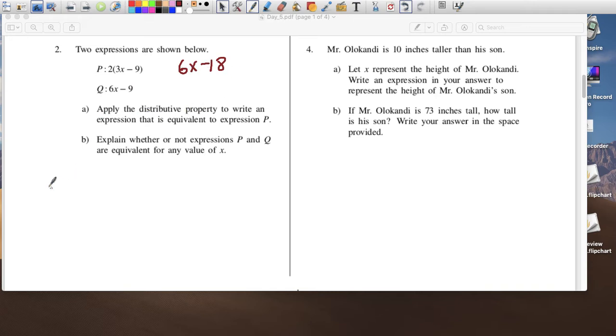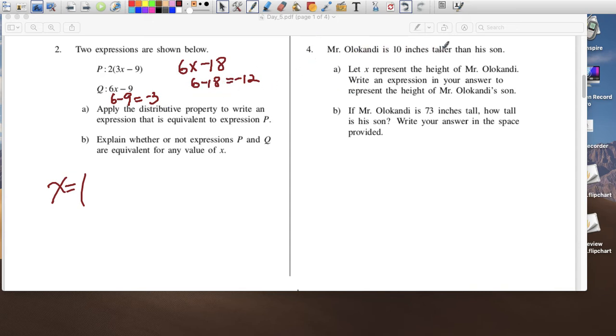So they're basically saying if you set x equals 1, well, this would be 6 times x, which is 6, minus 9, and that gives you negative 3. And if you substitute 1 over here, you get 6 times 1, which is 6 minus 18, and you get negative 12. So they're obviously different. So it doesn't matter what value of x you would put in, their answers would be different.